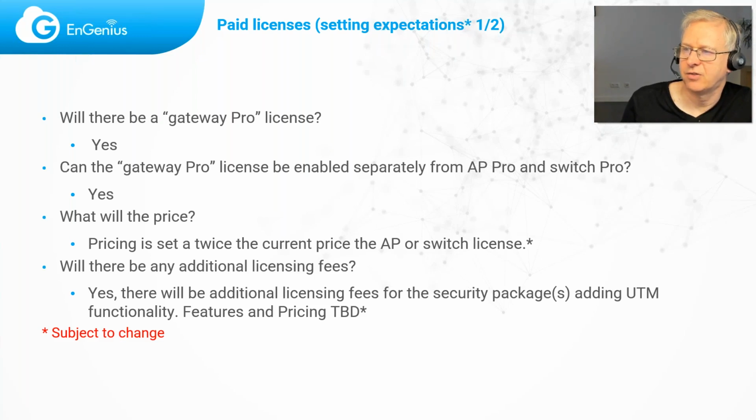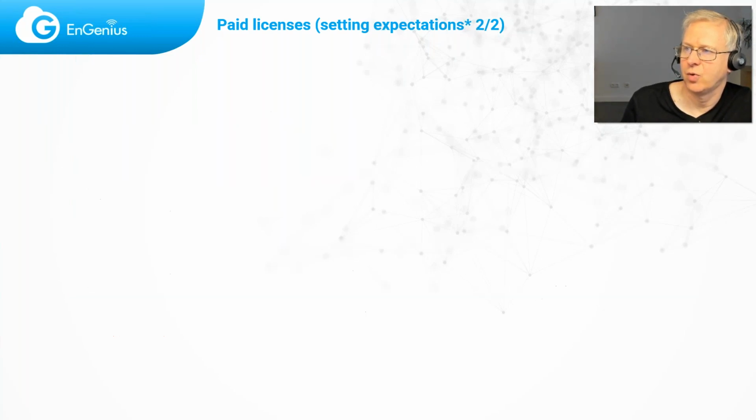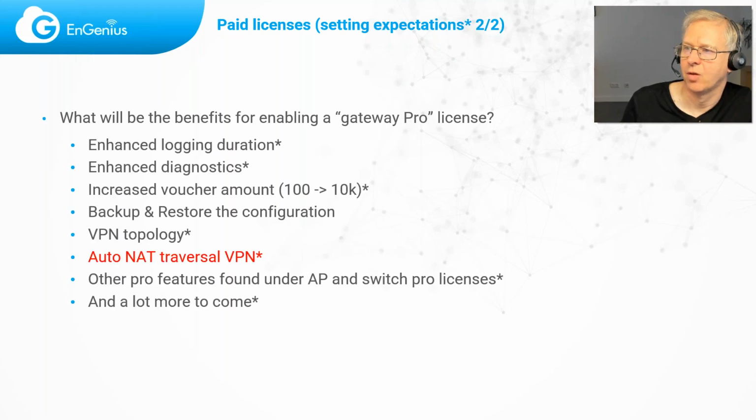Most of this is subject to change and to be ordered. So at the moment, the benefits for the Gateway Pro are enhanced logging duration and diagnostics. You will have vouchers, just like with the APs. And again, just like with the APs, you will have more licenses available. Backup and restore, the VPN topology, and the auto NAT traversal will be added there. And maybe some other features on the AP, and probably everything that is going to be added later, at least if it's not on a separate license.